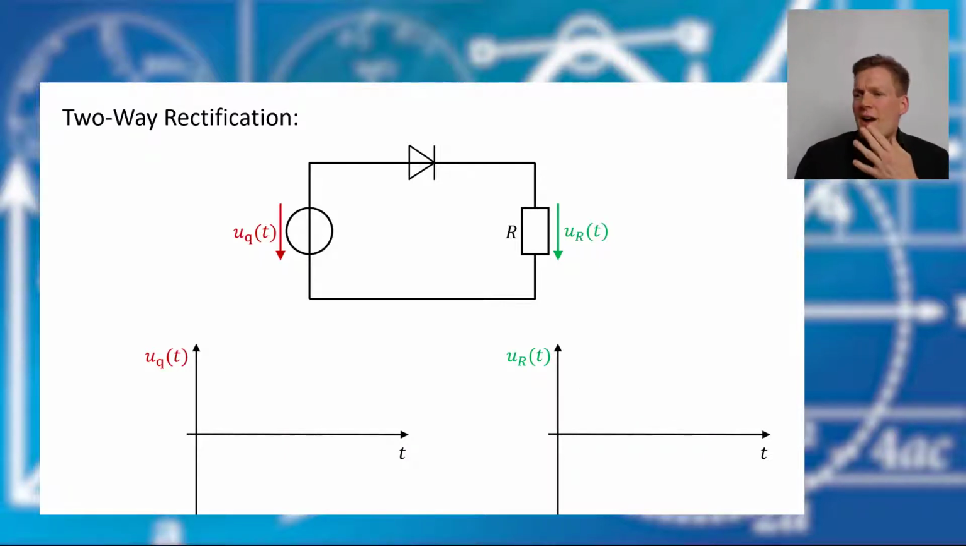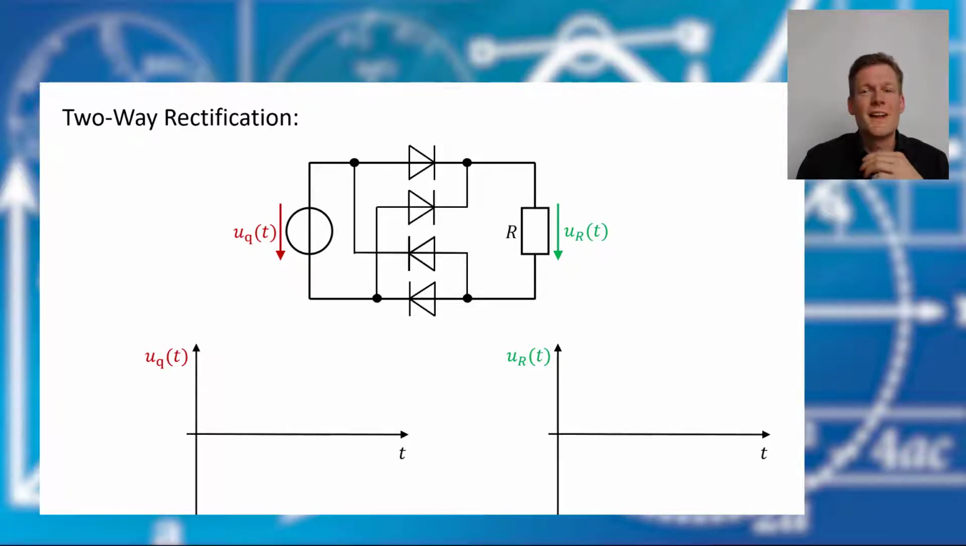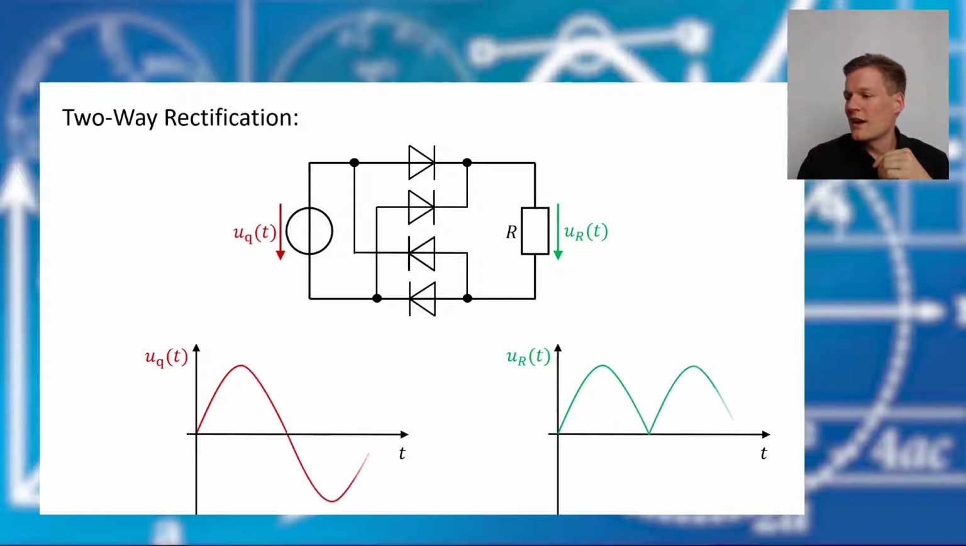Okay, if we have our circuit here, we could add another diode. We don't win anything from that because it just has the same influence as the first diode. But if we add two more diodes like this, then we have a two-way rectification. So have a look at our voltage curves, positive and positive again. Okay, that was too fast, I know. Let's have a look in detail.